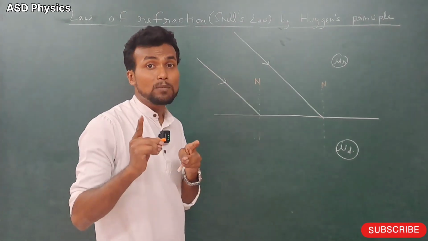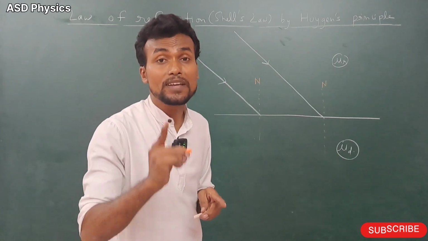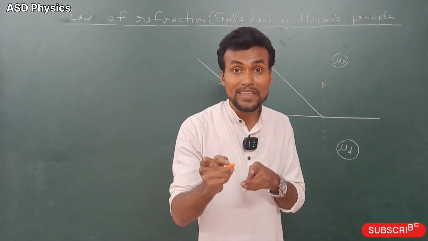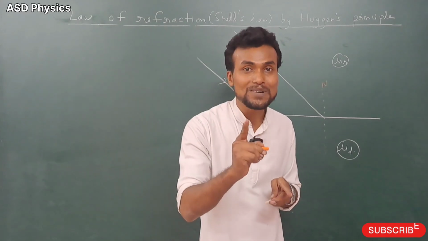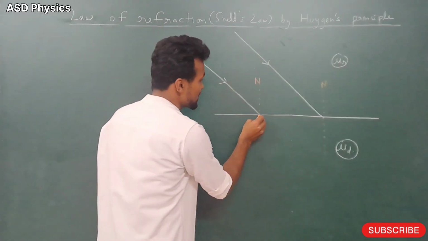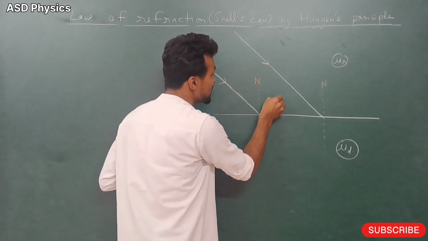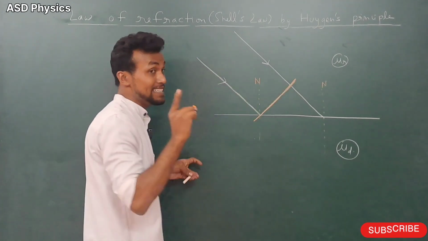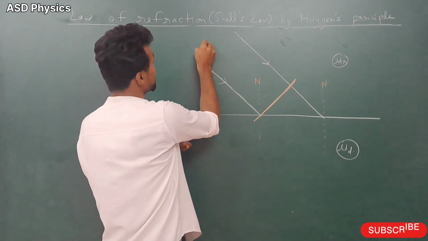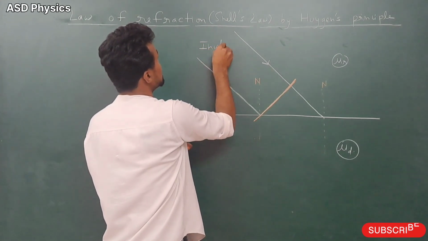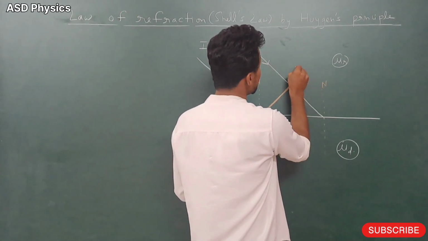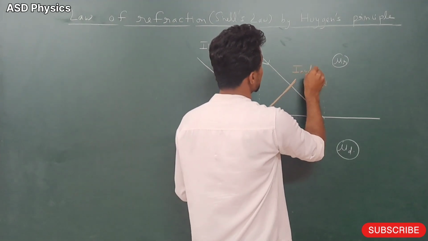Now I am going to draw the wavefront. Which wavefront? The incident wavefront. And what I told you: the angle between the wavefront and the corresponding ray of light is how much? 90 degrees. So this is my wavefront, with a 90 degree angle. This is my incident wavefront. Let me write here: this is my incident ray, and this is the incident wavefront.